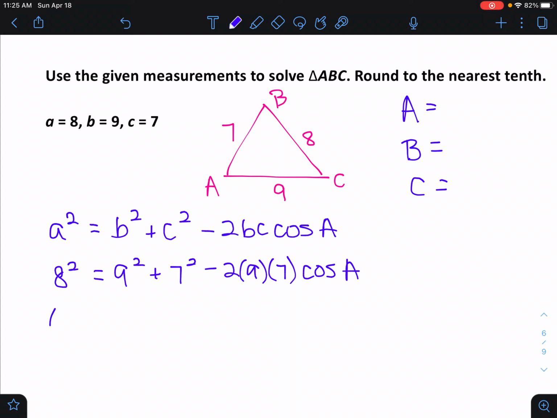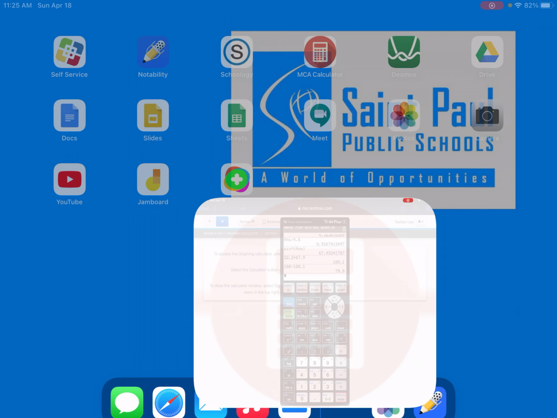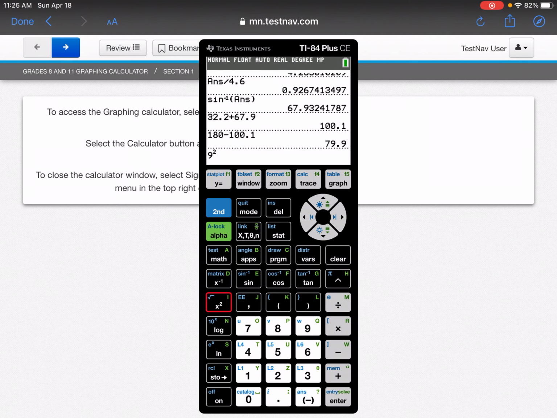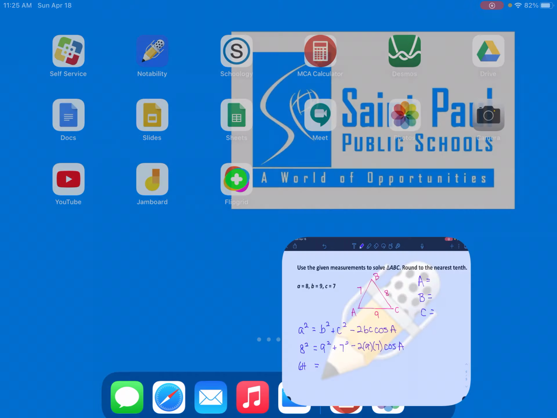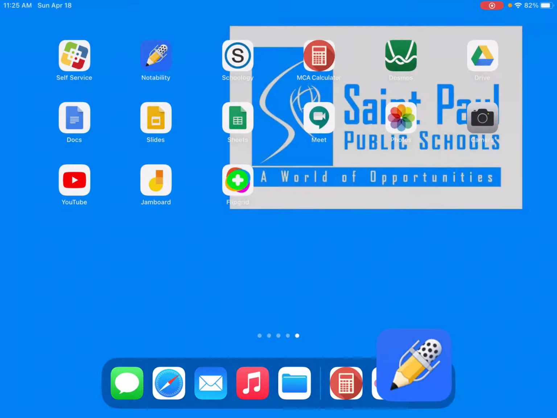I know this is 64. That's 81 and 49. I can put those together. So you can just type that into your calculator if you want to go 9 squared plus 7 squared. You get 130. I can't do the other part because I don't have all the information. So this would be 130. And then minus, I should do 2 times 9 times 7.